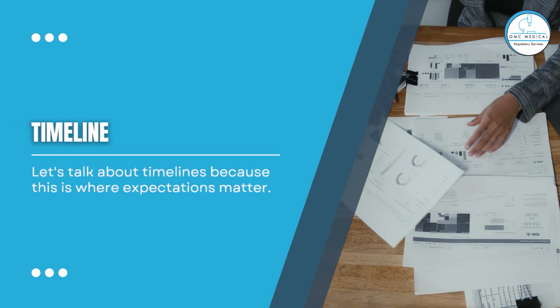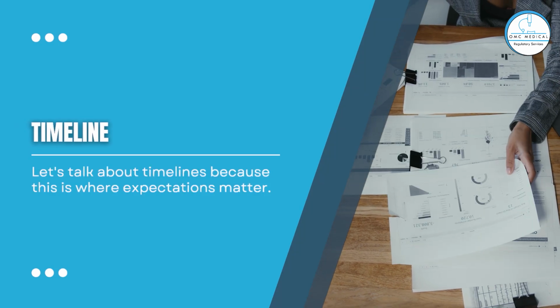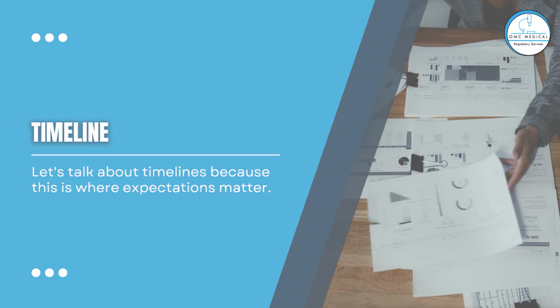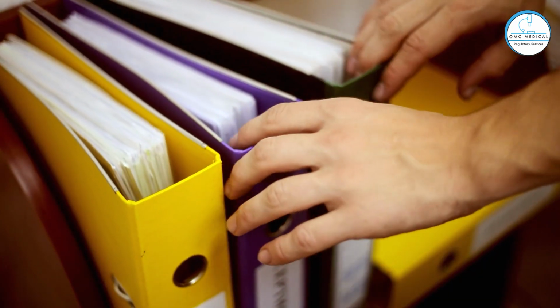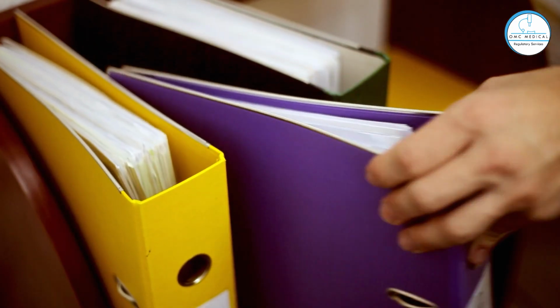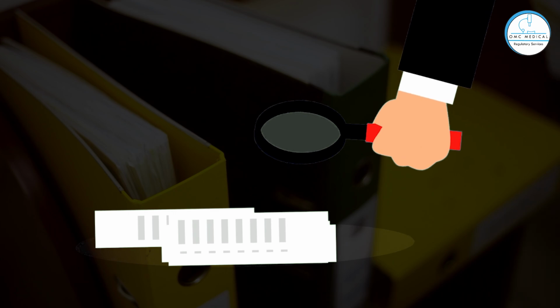Timeline. Let's talk about timelines because this is where expectations matter. 510(k), 3 to 6 months. De Novo, 6 to 12 months. PMA, 1 to 3 years. But here's the reality. Delays usually happen due to incomplete documentation or FDA queries.